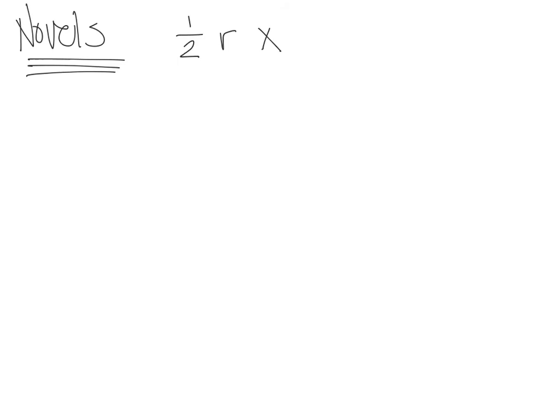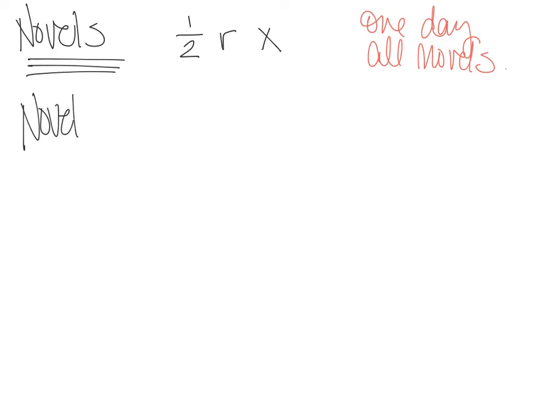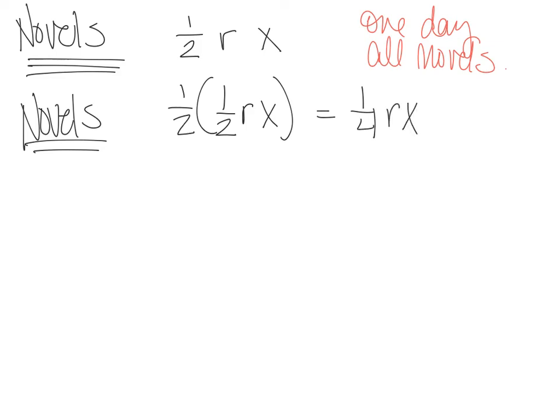Now we have, so this is one day, all novels. That's when the print shop did all the novels. Now let's do day 2, when half the shop was doing novels and half the shop was doing cookbooks. So really we're doing half of what they did the first day, which equals 1/4 Rx. And so here we have day 1, here we have day 2. Day 3 we were done.